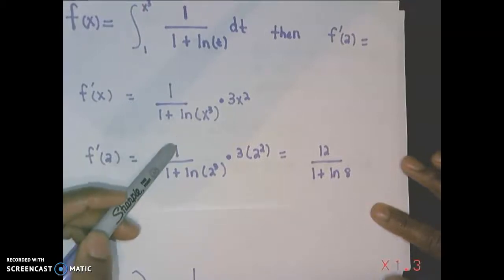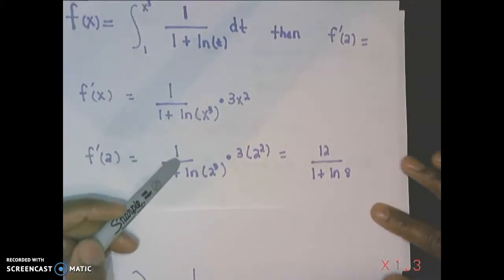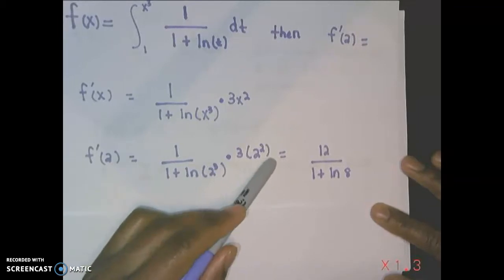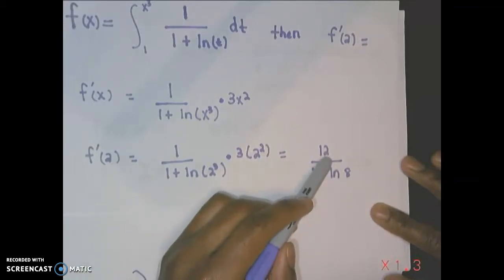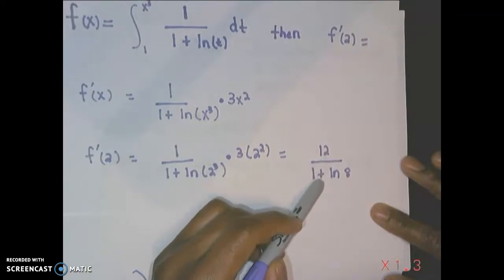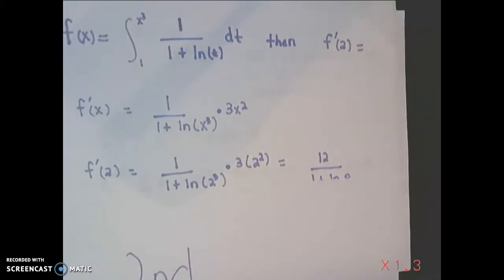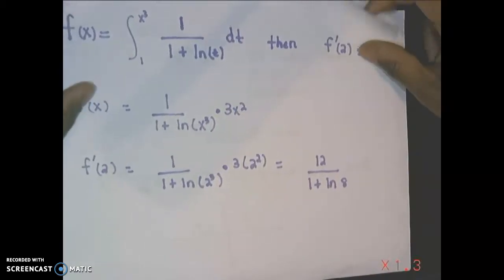So here we have 1. We don't have to change anything here, but everywhere we see x, we're going to put a 2. So we get 2 cubed, and then we get 2 squared. And so now we're going to get 12 over 1 plus the natural log of 8, and we're done. Again, you can pause this video anytime you would like and go back and review that. I think that problem was pretty straightforward, and I really wanted to give you some more practice with the second fundamental theorem of calculus. So let's move on to the next type of problem that you could possibly see.